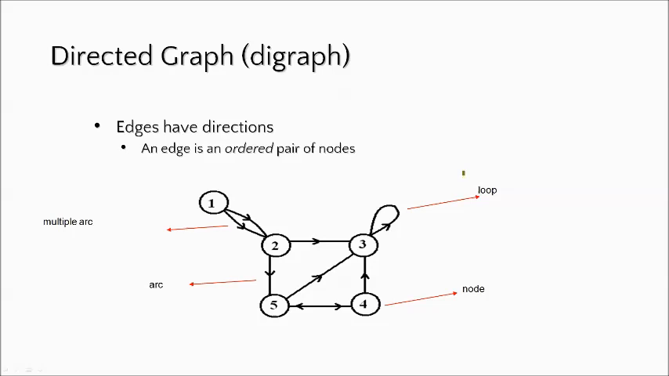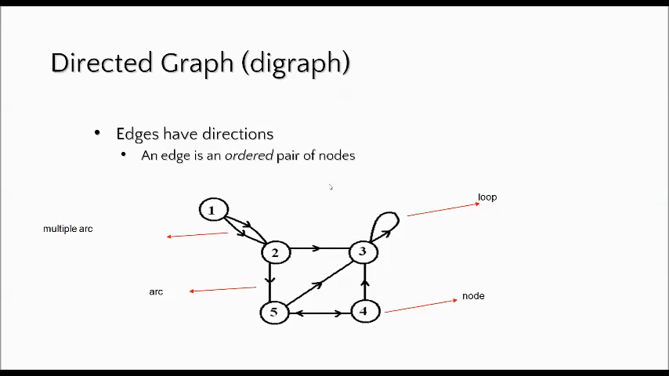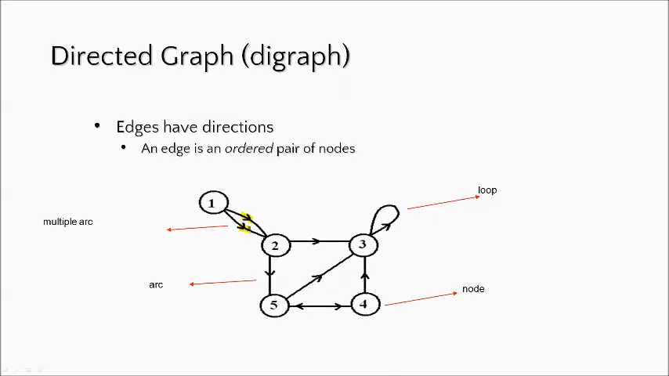Next, we also have the directed graph. Okay? When you say directed graph, an edge might have a direction. Okay? So you have an arrow here. These are the arrows. So meaning to say it has direction. So again, when you say directed graph or digraph, edges have direction. So an edge is an ordered pair of nodes.